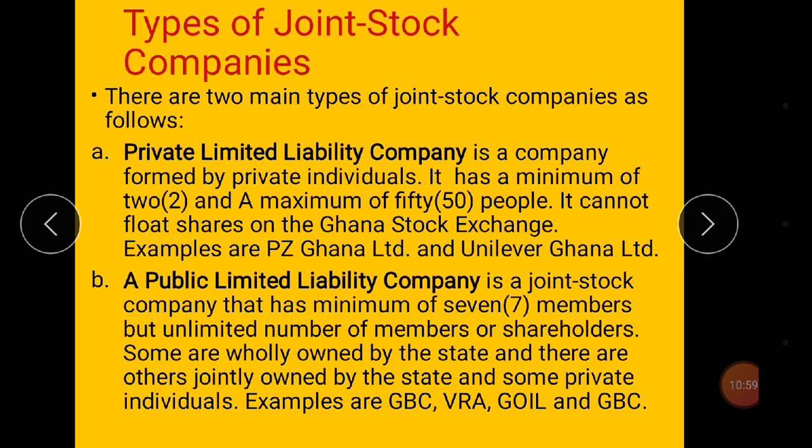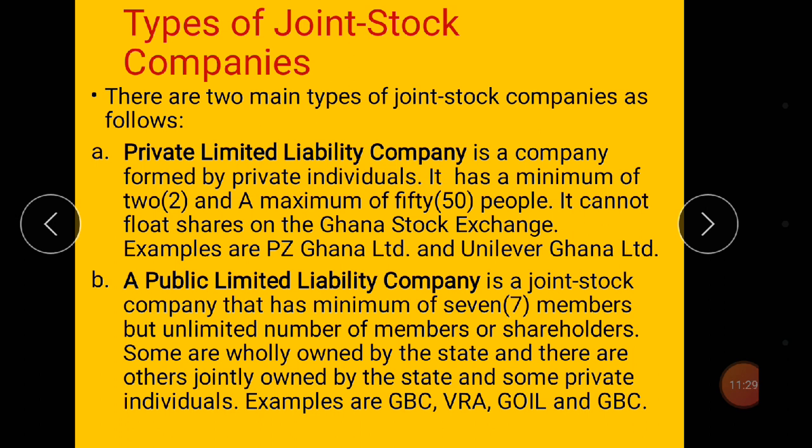Then a public limited liability company is a joint stock company that has a minimum of 7 members but an unlimited number of members or shareholders. So, a public limited liability company, unlike the private, should have a minimum of 7. If the members are not up to 7, then it will not even qualify to be a public limited liability company. But for private limited, even 2 is enough to qualify.